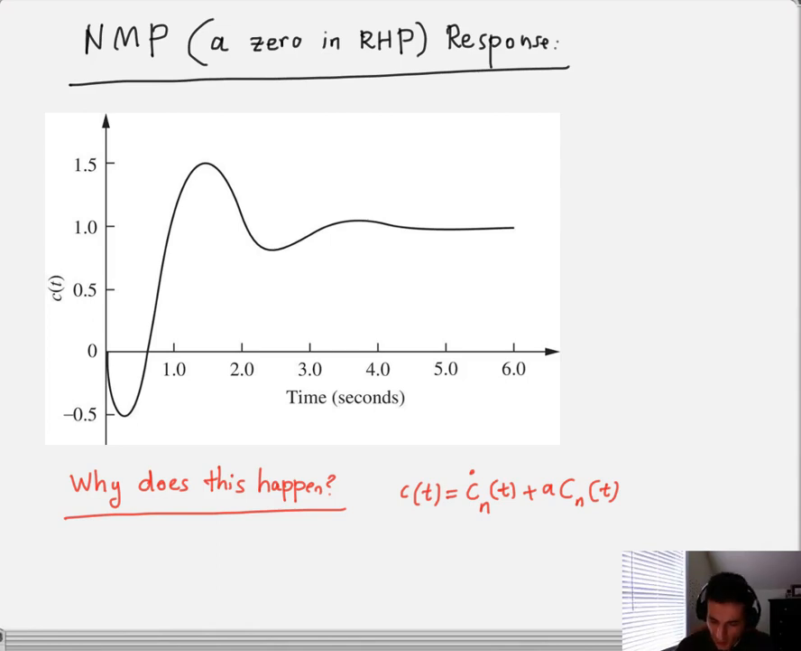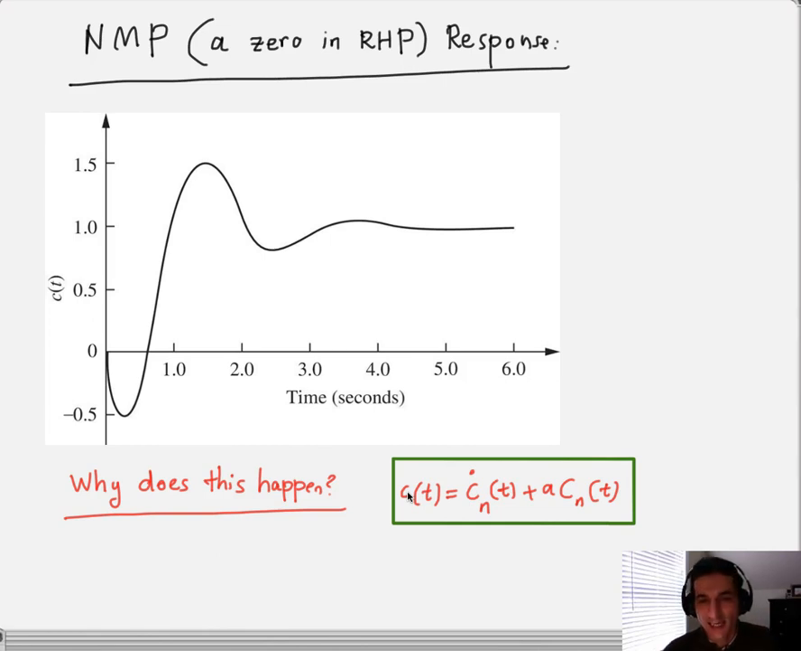So if you remember, we had this equation, relating the response of a system with a zero located at A to a system that had no zero. Let's just call it Cn.